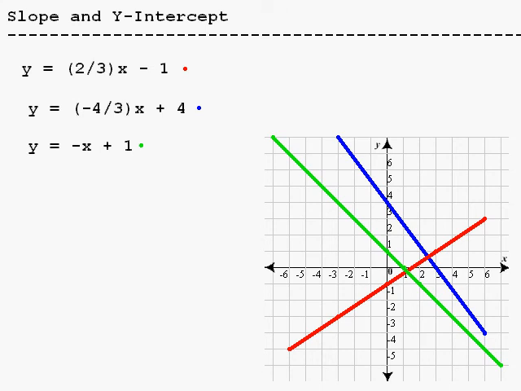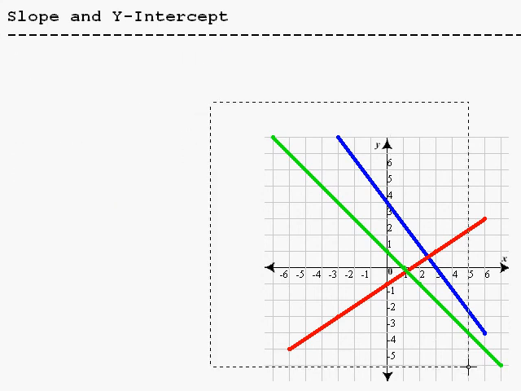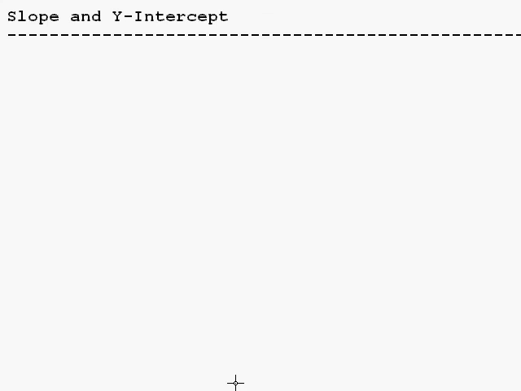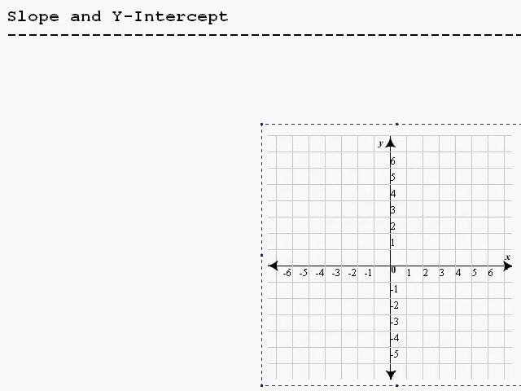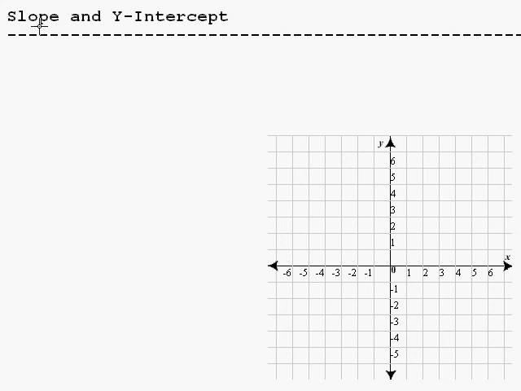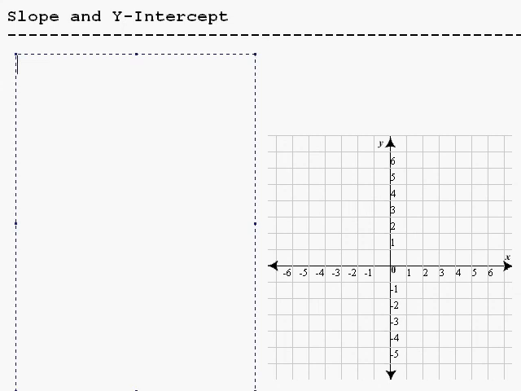So what if we have a graph of a line and we want to figure out what the equation is? Well, we're going to do this by finding the slope and y-intercept. But first, let's show a general form of a line. We can write any line in this form, y equals mx plus b, where m is the slope and b is the y-intercept. You know, like what we've looked at before.